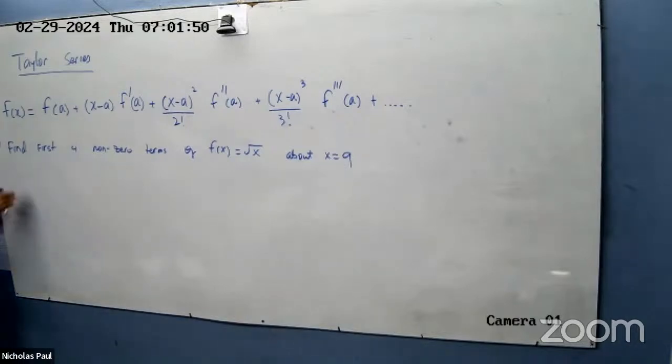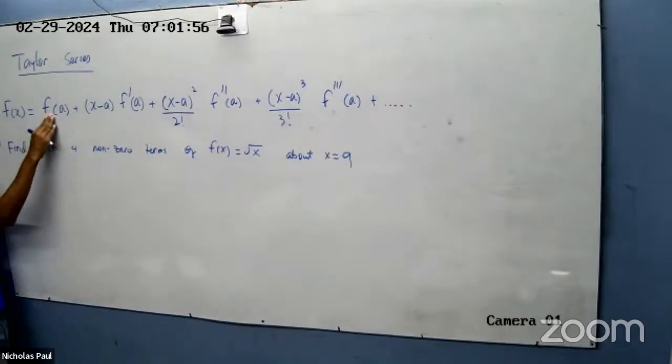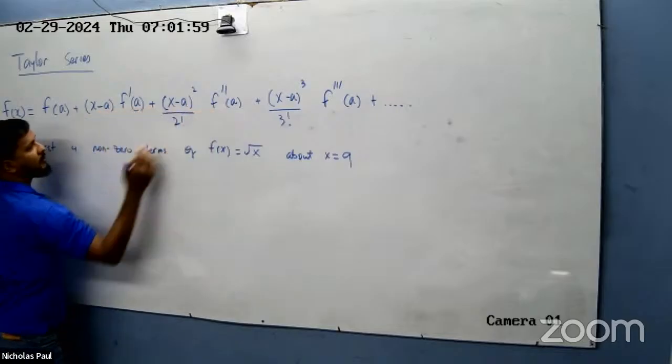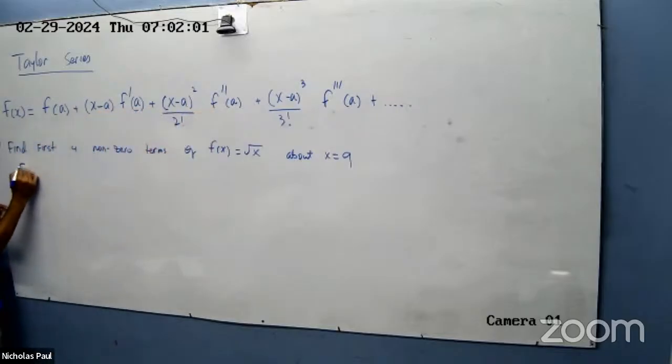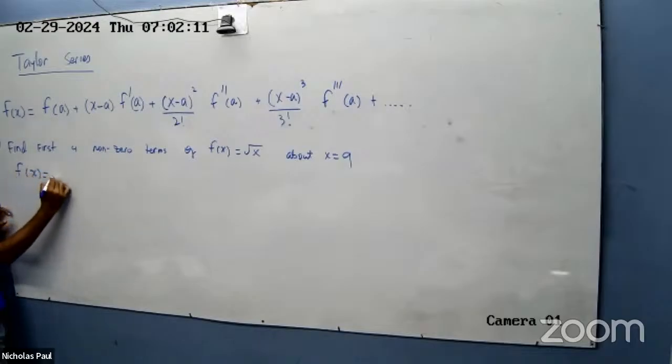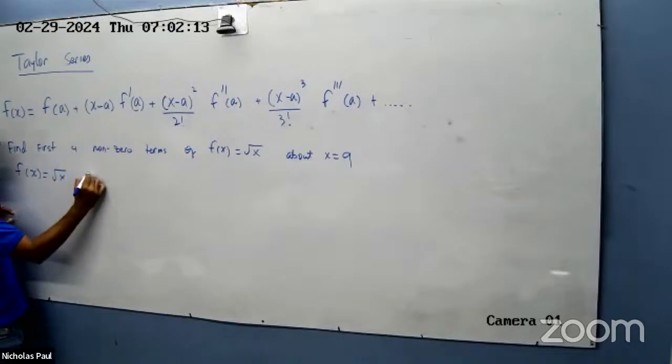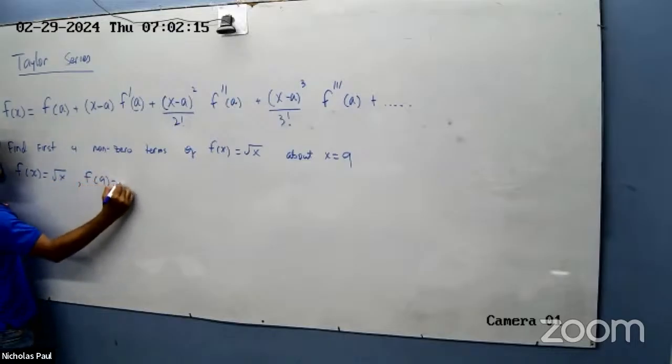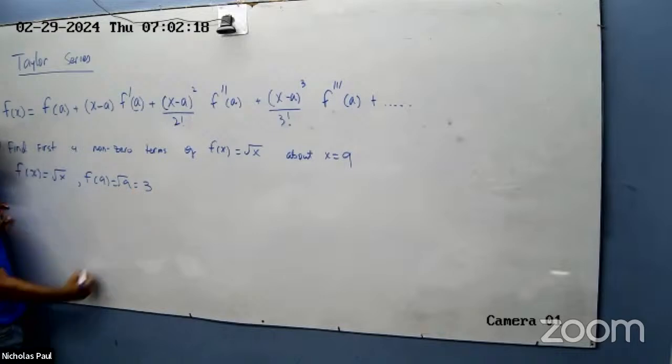Ready? So when you're doing this here, take a look here. All you have to do is just find these terms. So let's find f of 9 first. I like to write this first: f of x is equal to square root of x. So f of 9 is the square root of 9, which is 3.